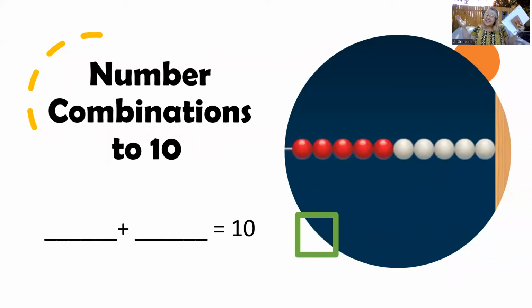Number combinations to 10. Did you know that you can represent number combinations to 10 with an equation? You can. The equation looks like this: blank plus blank equals 10. Let's take a look at how that works with our number rack.